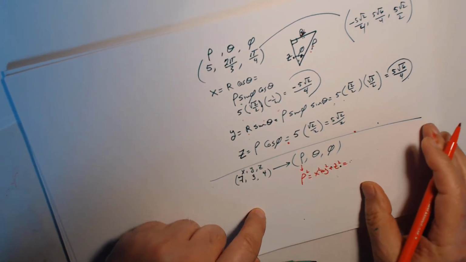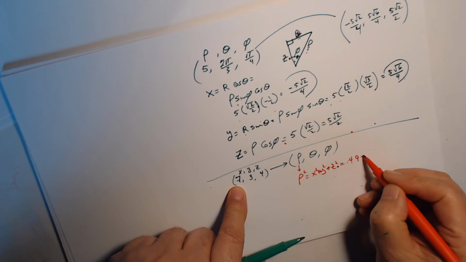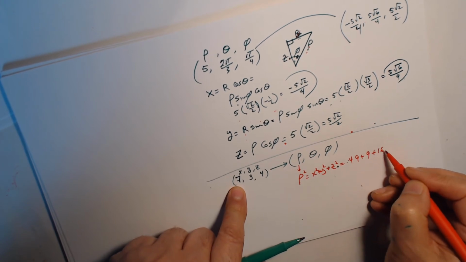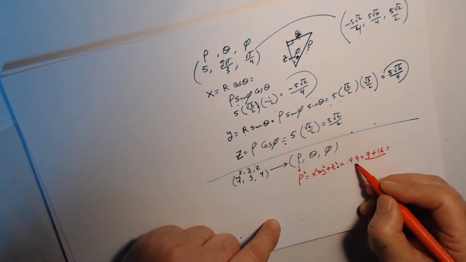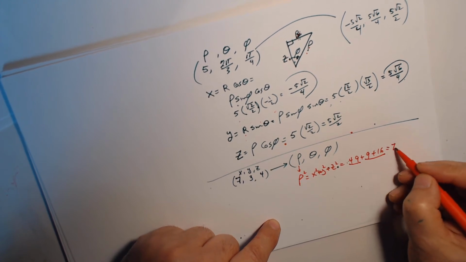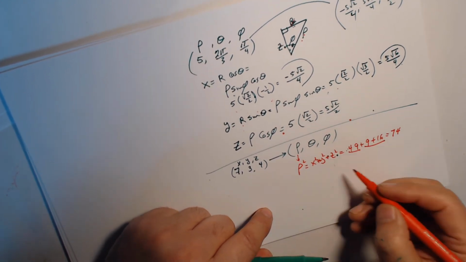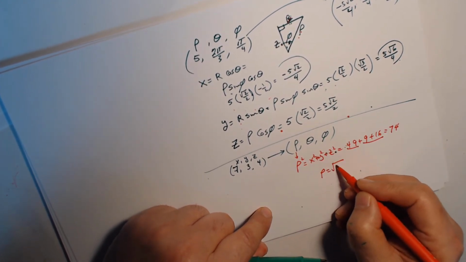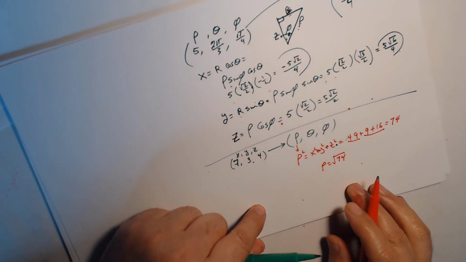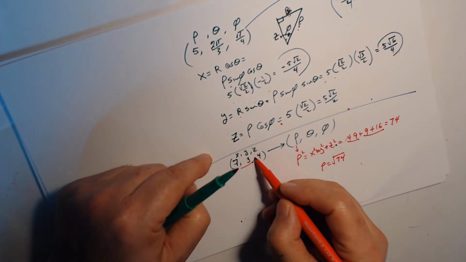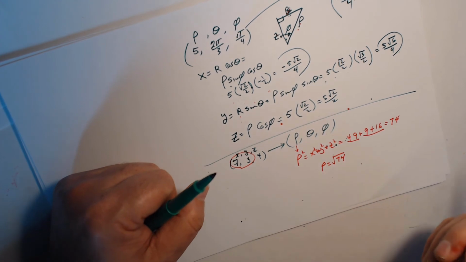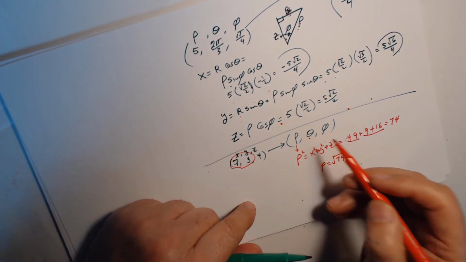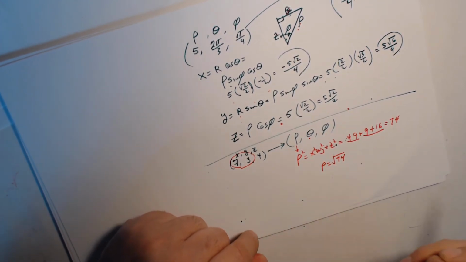That's the equation of a sphere. And that's 49 plus 9 plus 16. 25 and 50, 75, that's making it 74. Therefore, your rho is the square root of 74. The x and the y are in the first quadrant. Therefore, your theta should be between 0 and 90 degrees.